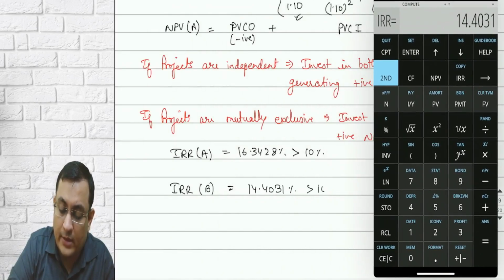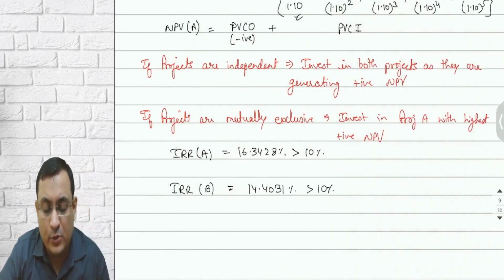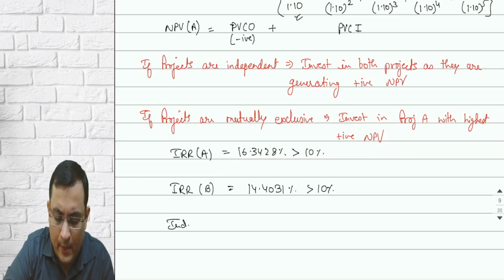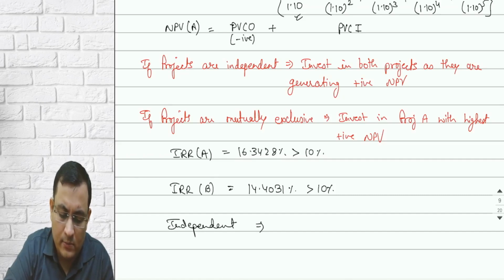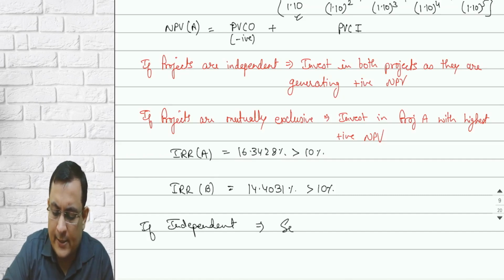14.4031%, which is also greater than 10%. So if these projects are independent, select both projects.